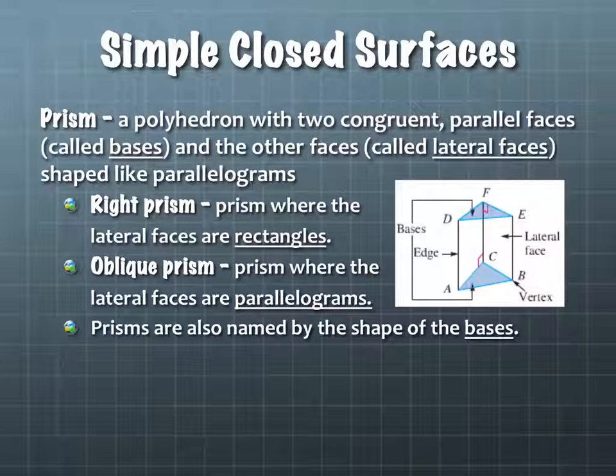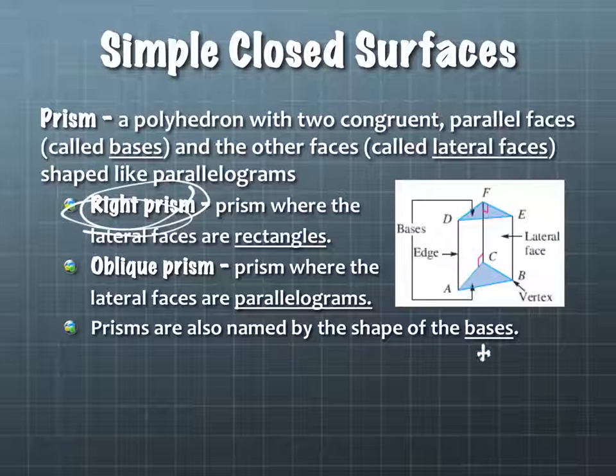And prisms are also named by the shape of their bases. So this particular base is of what? The bluish color is a what? It's a triangle. And there's a 90-degree angle. Do you see that 90-degree angle in the back? So that makes that side a rectangle, right? So it's a rectangle, which means we're in this case right here where it's a right prism. And the base is a triangle.